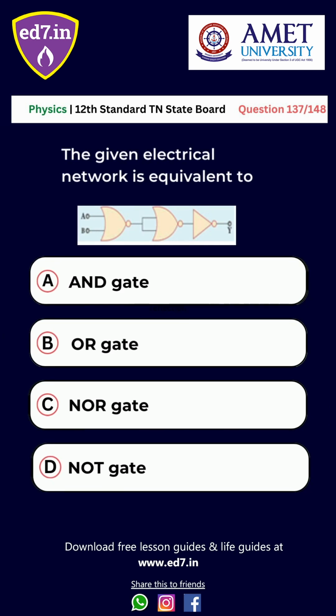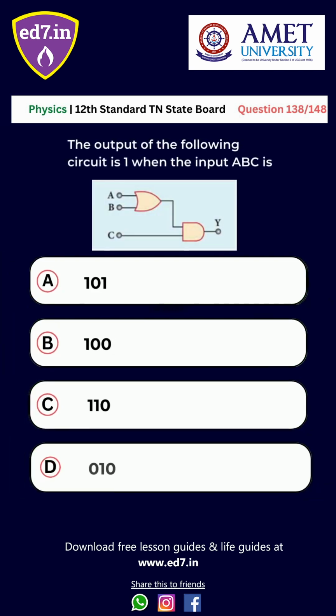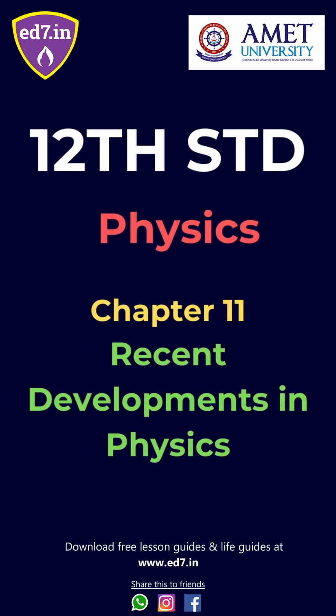Question number 137. The given electrical network is equivalent to option A, AND gate, B, OR gate, C, NOR gate, D, NOT gate. The right answer is option C, NOR gate. Question number 138. The output of the following circuit is 1 when the input ABC is option A, 101, B, 100, C, 110, D, 10. The right answer is option A, 101. Chapter 11, Recent Development in Physics. This is the last chapter.